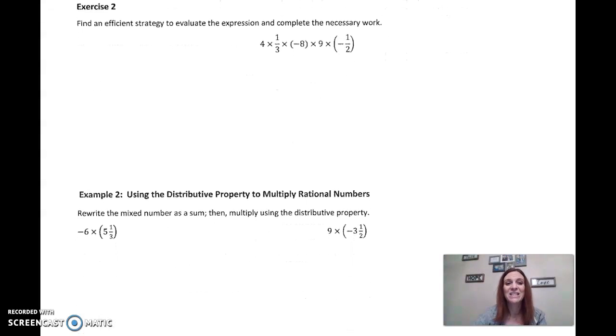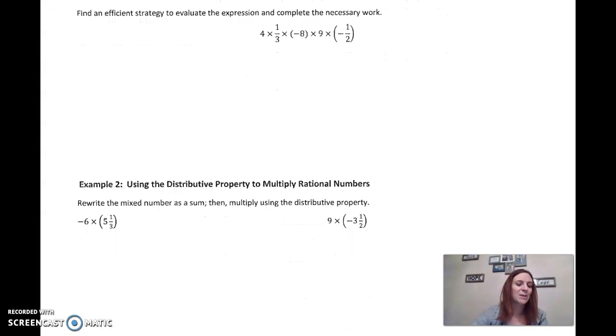Find an efficient strategy to evaluate the expression and complete the necessary work. Okay, so now we have some fractions going on here. We don't like dealing with fractions, so let's find an easier way to deal with them. If I look right here, I can see that this 1/2 times this 8 or times this 4 would be really nice to do, right? Because I know, even if I go negative times negative, that gives me a positive. Awesome. So I really want to do -8 times a -1/2. Okay, I want to do that first.